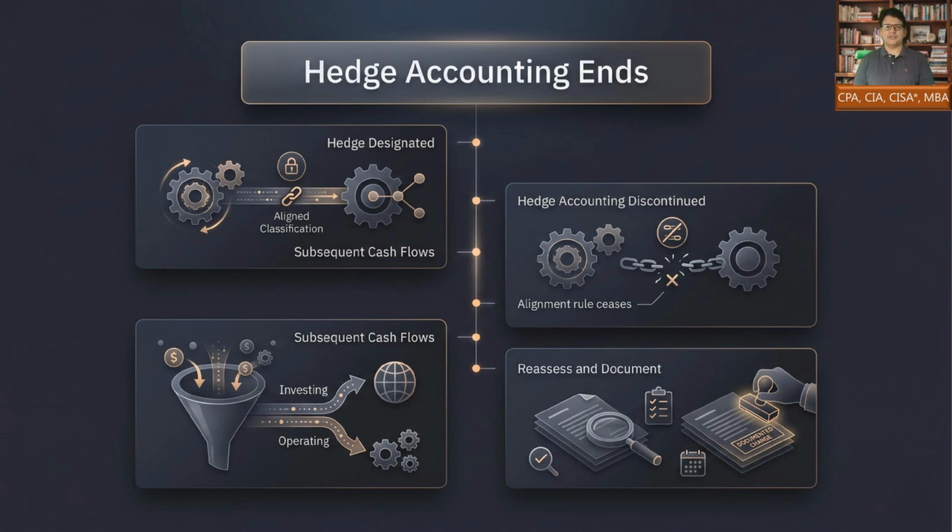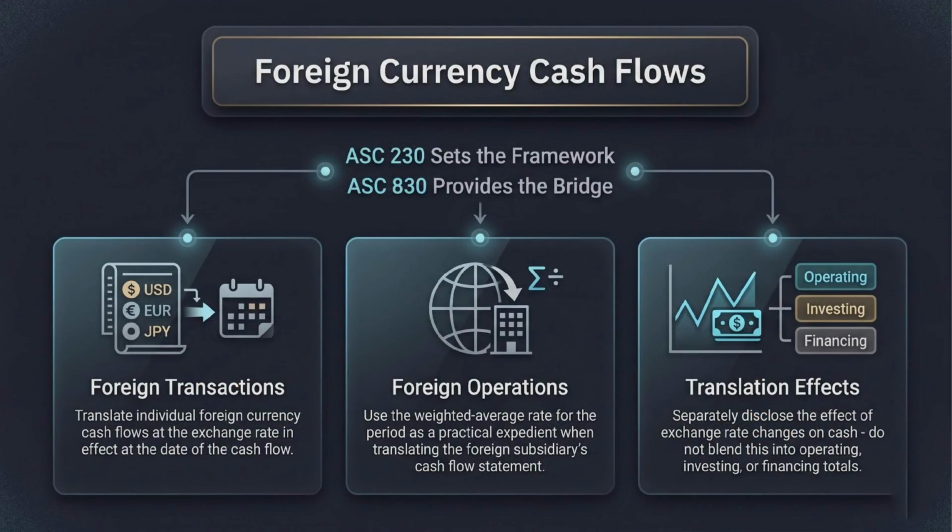In simple words, the hedge relationship had a membership card, and once it expires, the instrument must stand in line under its own nature. Foreign currency cash flows create another bridge, this time to ASC 830. ASC 230 sets the cash flow statement framework, but foreign currency transactions and foreign operations require ASC 830 guidance for translation mechanics. The effect of exchange rate changes on cash and cash equivalents is typically shown separately as a reconciling item, not mixed into operating, investing, or financing totals.